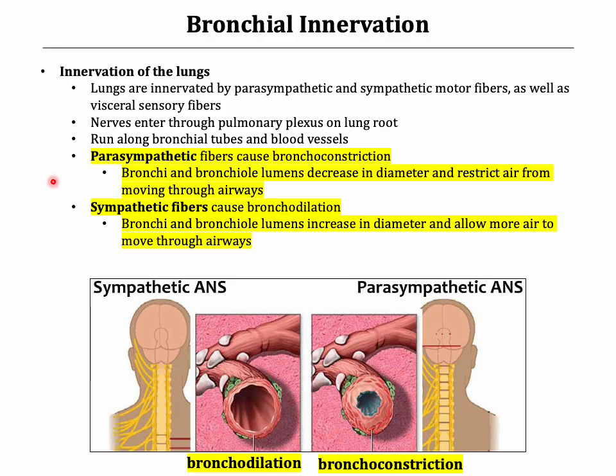So the function here is going to be antagonistic to one another, right? Parasympathetic fibers are going to cause bronchoconstriction, right? So they're going to constrict the airway, cause that smooth muscle to contract, really reduce the lumen diameter here, and restrict the amount of air moving through the airway. In contrast, the sympathetic fibers are going to cause bronchodilation. They're going to increase that lumen diameter, and allow more air to pass through the airways.